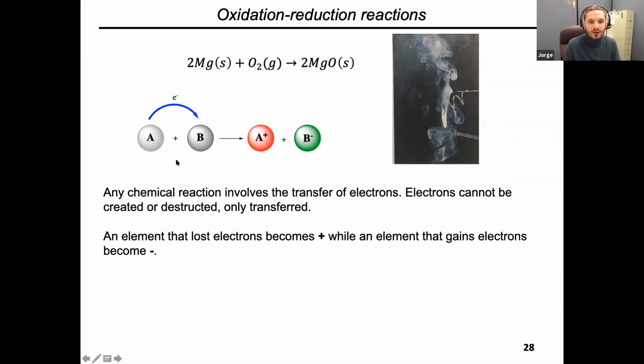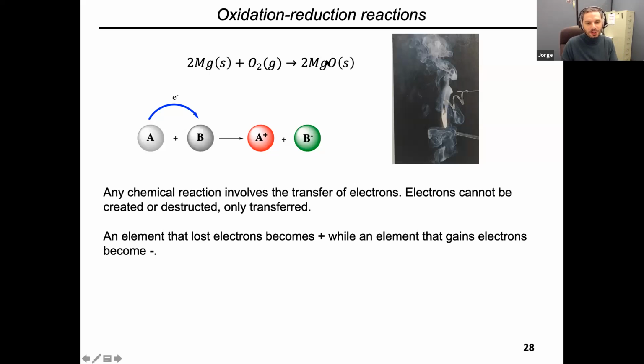So if we have here a nice strip of magnesium and we light this strip on fire, the magnesium will react with oxygen. This is here basically a combustion reaction. And this reaction will produce magnesium oxide and emit a very bright white light. Okay, so we are starting here with magnesium solid reacting with oxygen in the gas state, forming a new compound.